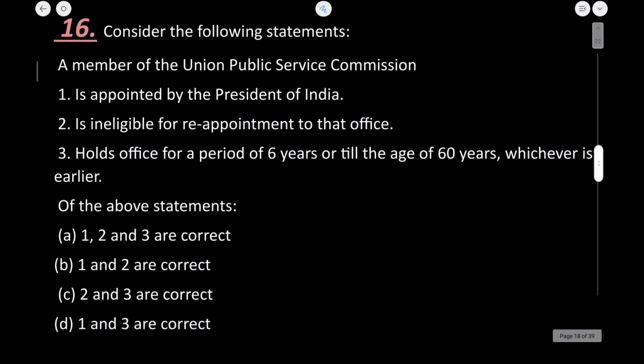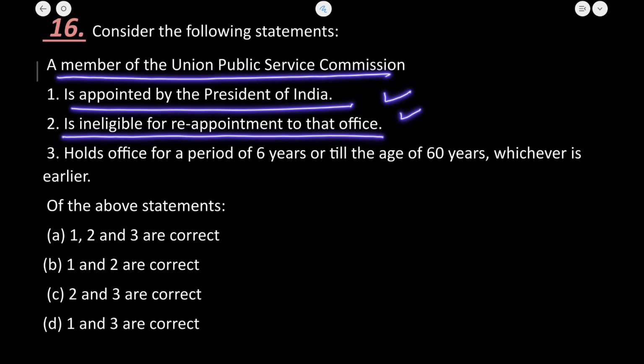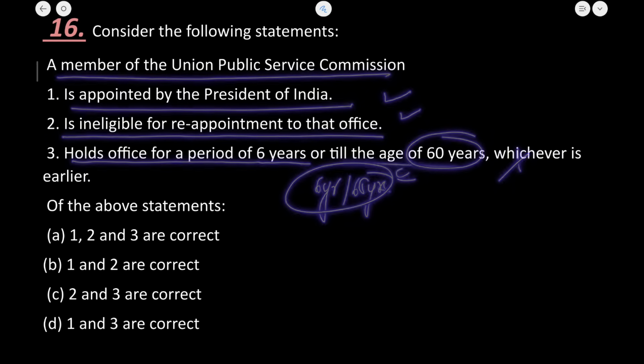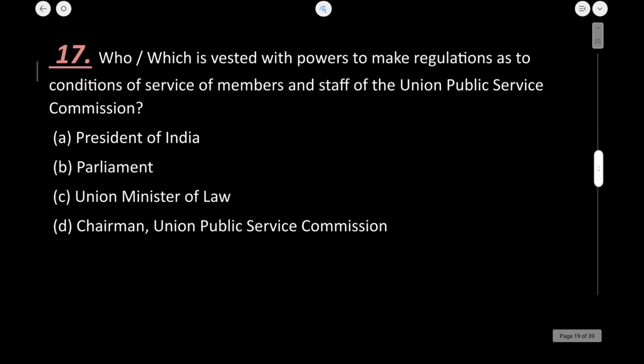Next is, a member of the UPSC is appointed by the president. Absolutely correct. Is ineligible for reappointment. Absolutely correct. He holds the office for a period of 6 years or until the age of 60 years. No, it is 6 years or 65 years, and not 60 years. So the third we will eliminate straight away. Correct answer is B. Let's now move to the next question.